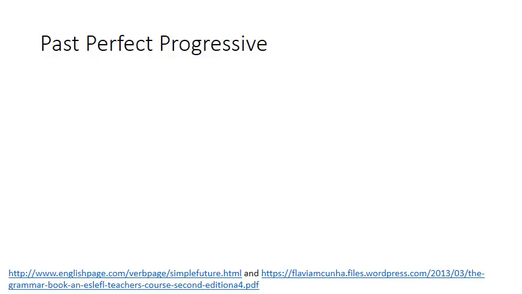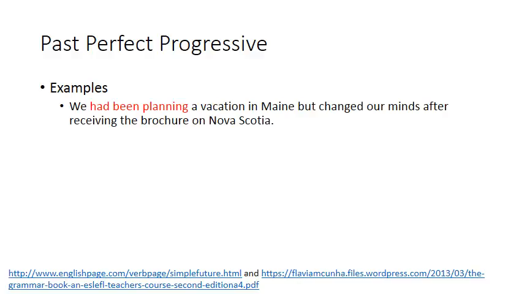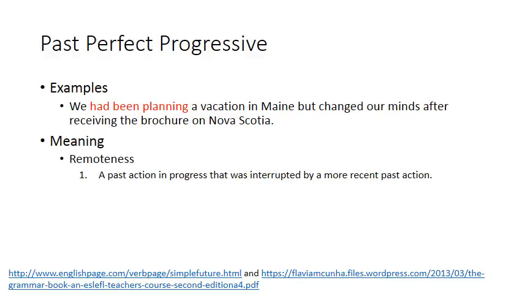So let's look here at the past perfect progressive. And here's an example. We had been planning a vacation in Maine, but changed our minds after receiving the brochure on Nova Scotia. So the meaning of this, again, with the past, whenever we have the past tense, it has a meaning of remoteness, meaning that it's distant from where we are right now. It's removed. So it's a past action that was in progress that was interrupted by a more recent past action.